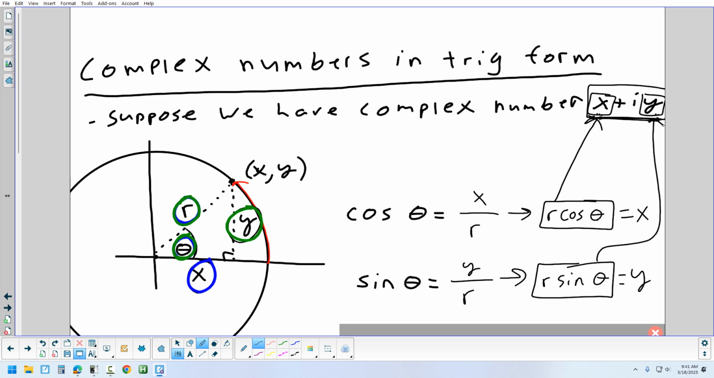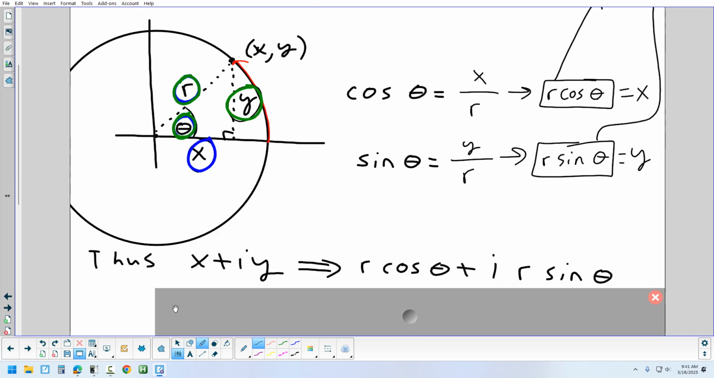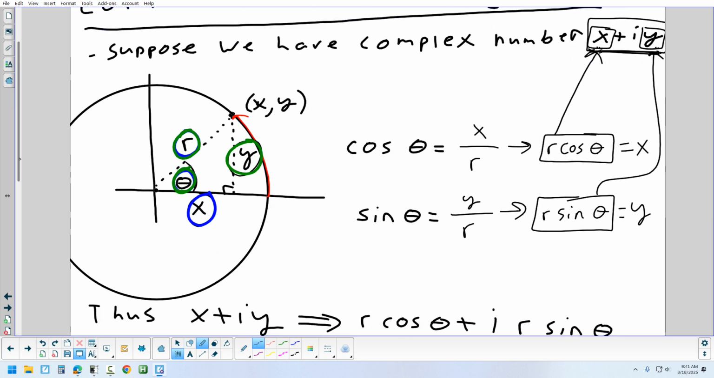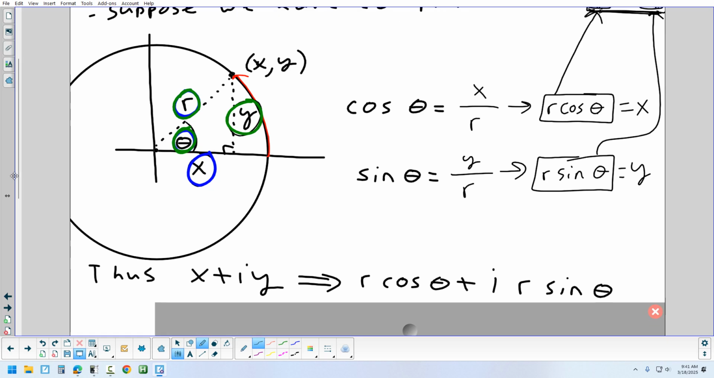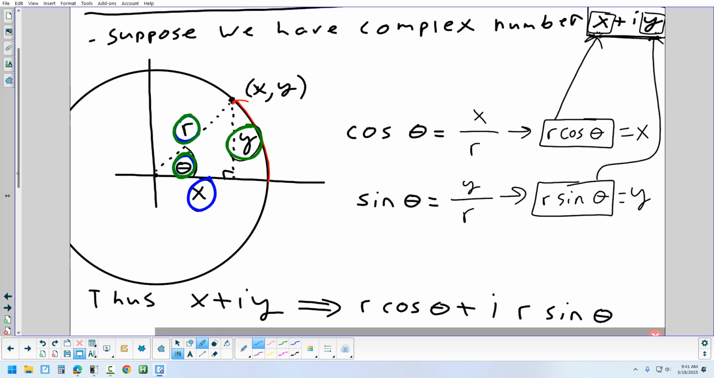Now substitute those two things in for x and y, and leave the I right where it is. So if you change x to r cosine theta, you would have r cosine theta at the beginning. Keep your plus sign, keep your I, and you would have r sine theta at the end in place of y.